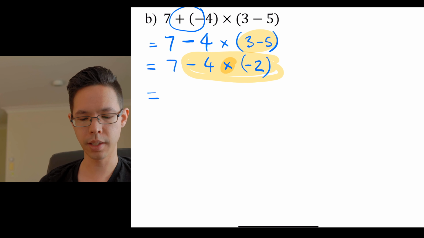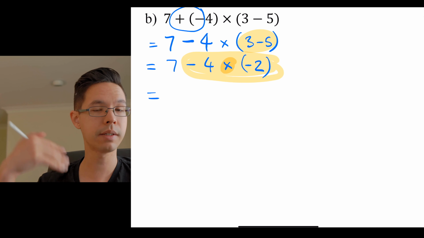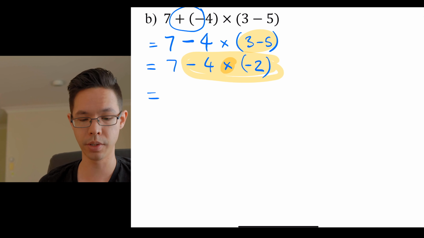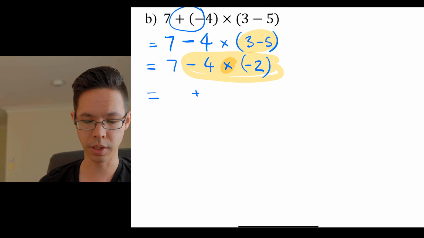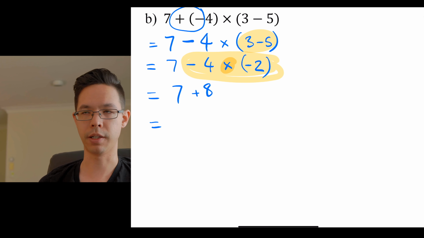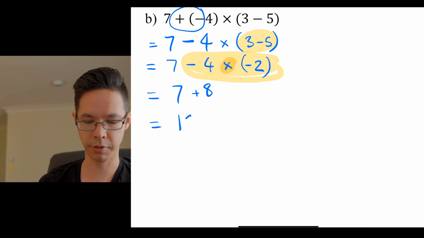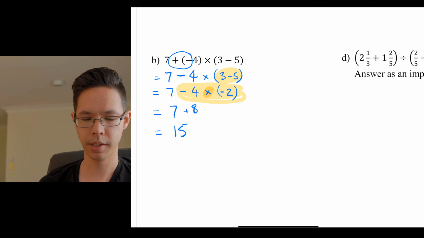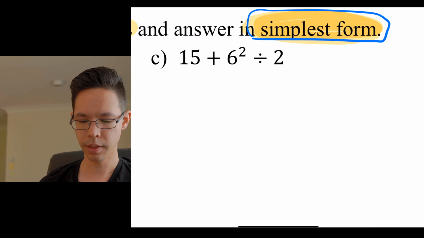Okay, so negative 4 times negative 2. A negative times a negative actually makes a positive, so it's going to be a positive answer. 4 and 2 multiplied together makes 8, so the answer is positive 8. So 7 plus 8, and if I can do addition properly in my head, I think that's 15. Yes. Moving on.